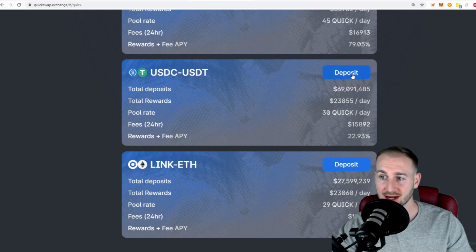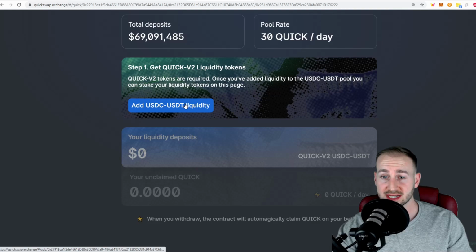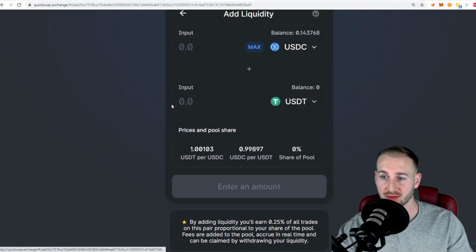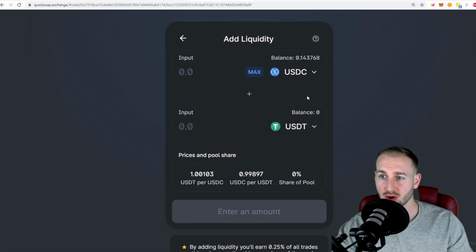From here, we can click on the word deposit, and we're now prompted to add USDC and USDT liquidity. So we can click on that. But as of current, I have not got any USDT, and I've only got 14 cents worth of USDC.